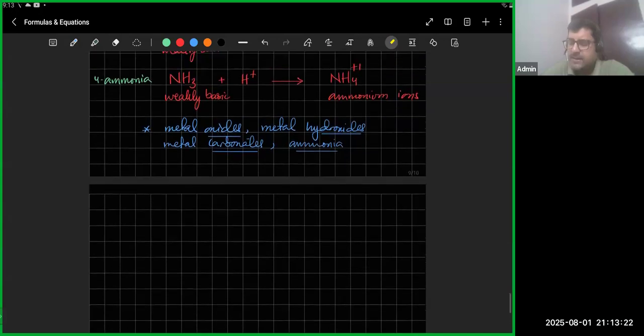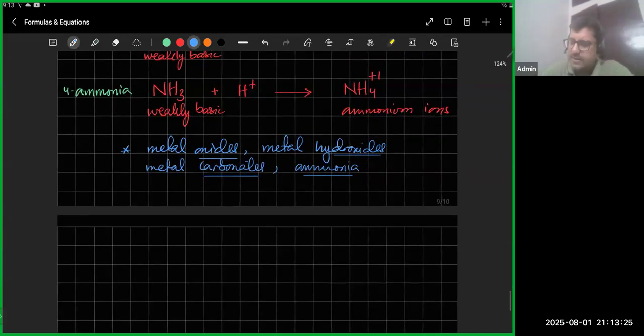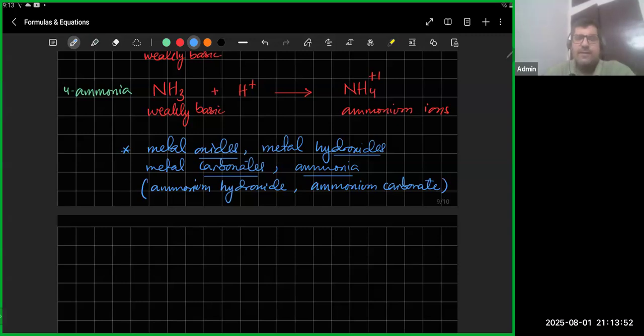So metal oxides, and over here I'm just going to add, there's one other positive ion as well, which is ammonium. Because that's also positive. So ammonium hydroxide, ammonium carbonate, right? So instead of metal you could have NH4 plus as well. Okay, so we're done with bases.